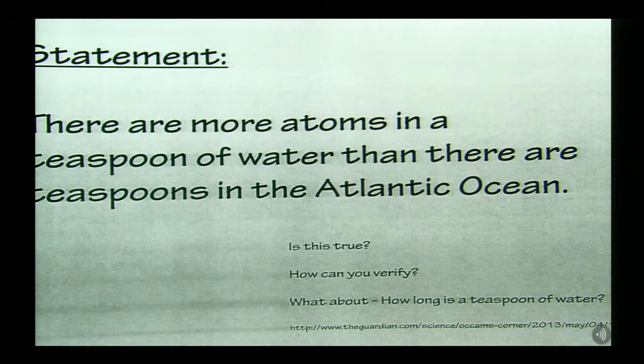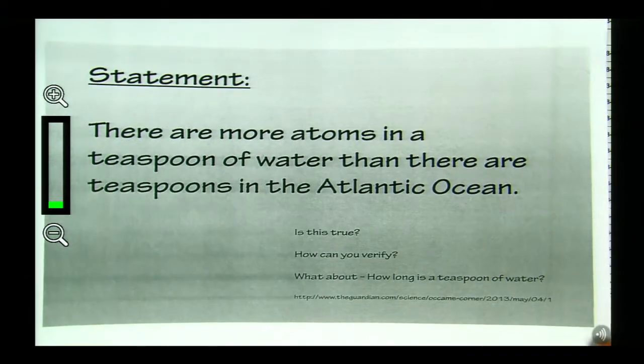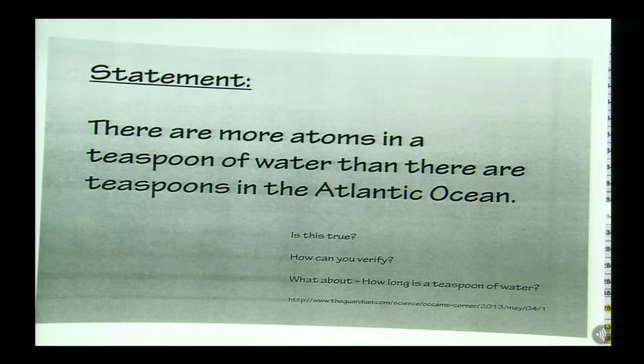All right, so in my other Physics 1 class, their assignment is to find a statement that looks like this. There are more atoms in a teaspoon of water than there are teaspoons in the Atlantic Ocean. Is this a correct statement? Is this a valid statement? And if so, how would you validate it?